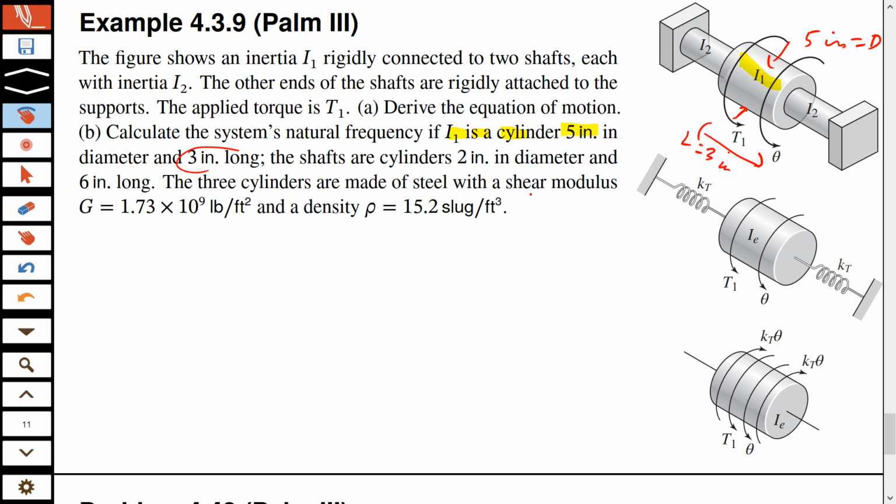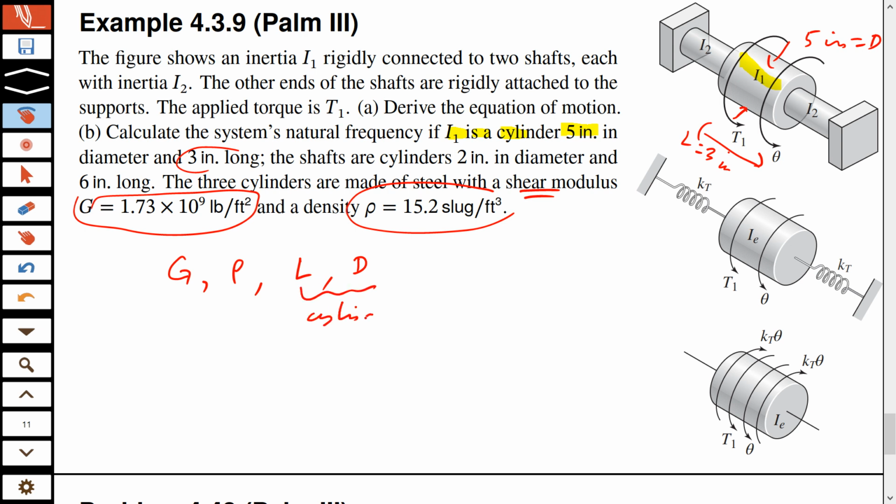and I also know the material property. I know the value of G, the shear modulus, and I know density. So now I have G at my disposal, I have density, I have length, I have diameter, and I have shape, which is cylindrical. And all this I need to combine to calculate I1.